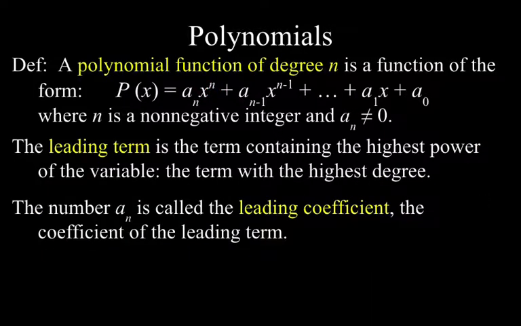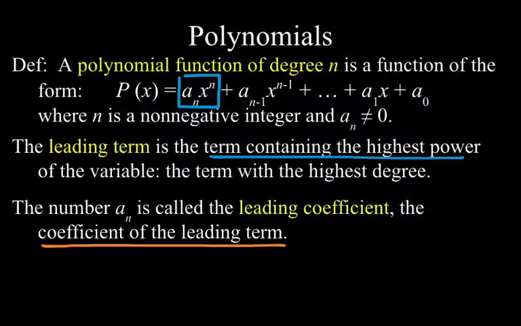Then we have what is called the leading term. And the leading term is the term that contains the highest power. So again, if it's written in standard form, that's this term right here at the beginning. That's going to be the leading term, and so it's the term with the highest degree. Then we have the leading coefficient, and the leading coefficient is just the coefficient of the leading term. And once again, if it's in standard form, our leading coefficient is this number that's in front of the x to the nth power. And we'll do some examples like this, but that's your leading coefficient and your leading term.